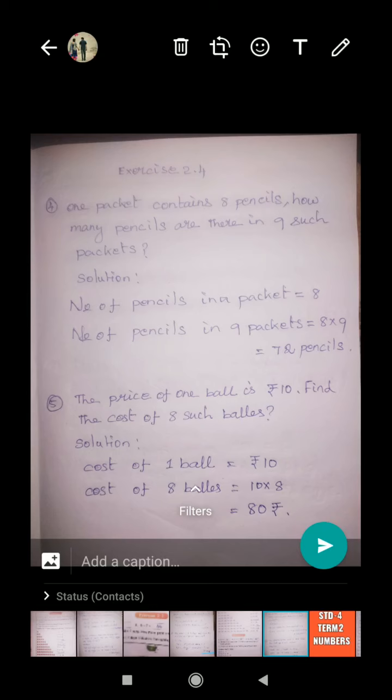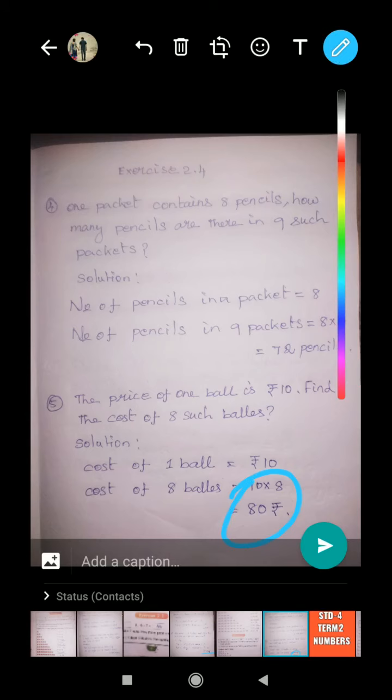Look at the 5th question. The price of one ball is rupees 10. Find the cost of 8 such balls. Solution. Cost of one ball, the rate of one ball is rupees 10. So cost of 8 balls equal to 10 into 8. You have to multiply 10 into 8. So the answer, 8 tens are 80. So 80 rupees.